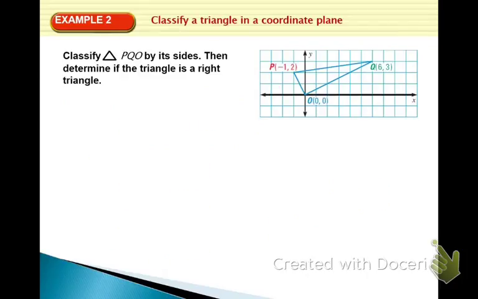Okay, what about the right triangle? How can I show if it is a right triangle? What would I do? What do we need to compare? Trent, what do we need to compare to determine if it's right?